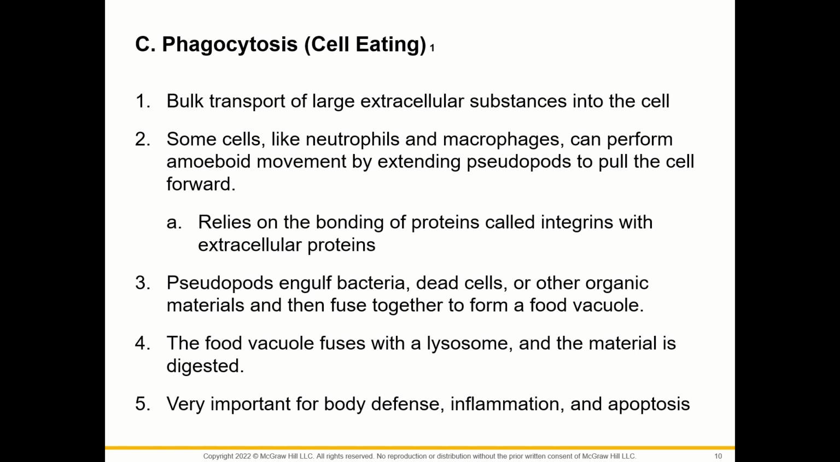All right, so phagocytosis is the bulk transport of large extracellular substances into the cell, which is why it translates as cell eating. Some cells, like neutrophils and macrophages, can perform amoeboid movement by extending pseudopods to pull the cell forward. It relies on the bonding of proteins called integrins with extracellular proteins. The pseudopods engulf bacteria, dead cells, or other organic materials, and then they fuse together to form a food vacuole. The food vacuole fuses with a lysosome, and then the material is digested. It's very important for body defense, inflammation, and apoptosis.